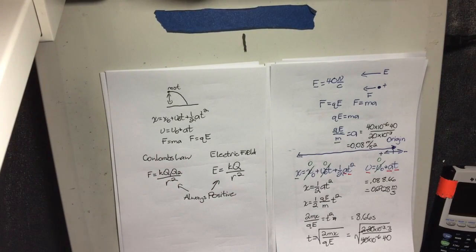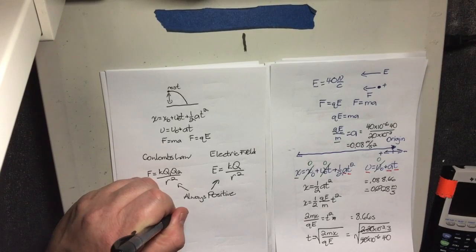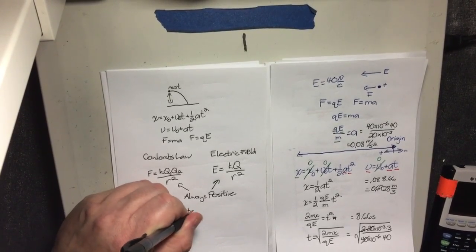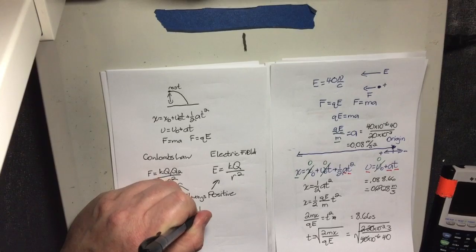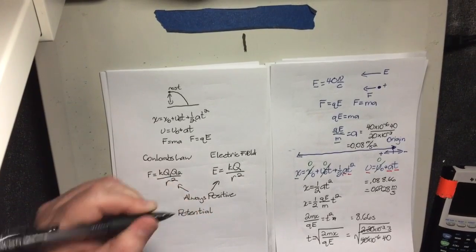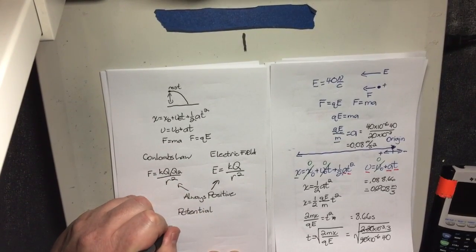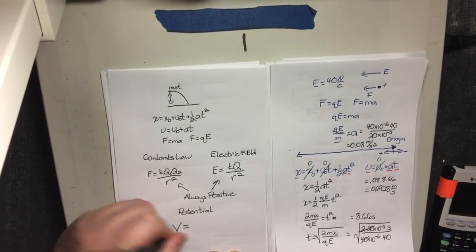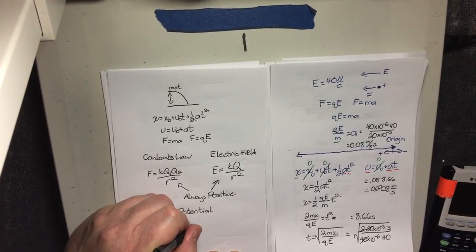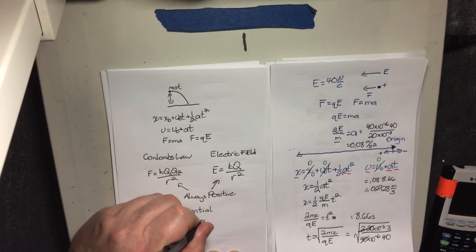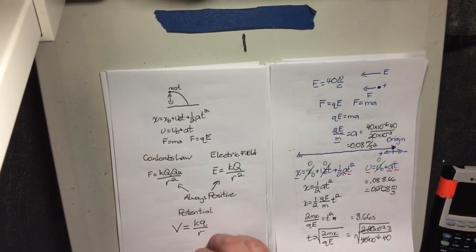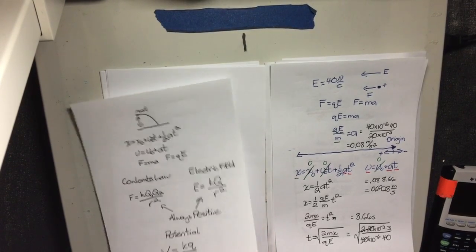And then we have the idea of potential. And its potential, big V, equals K little q over R. Now it is intentional that I'm writing little q over R.